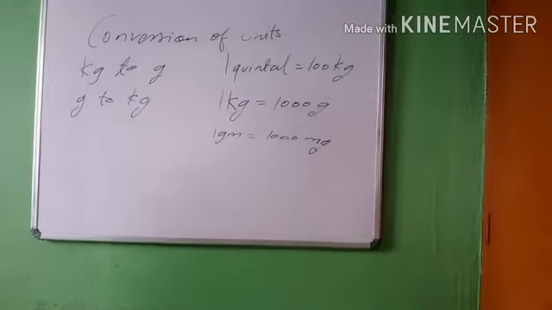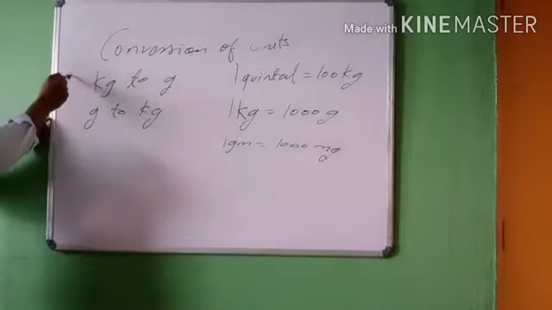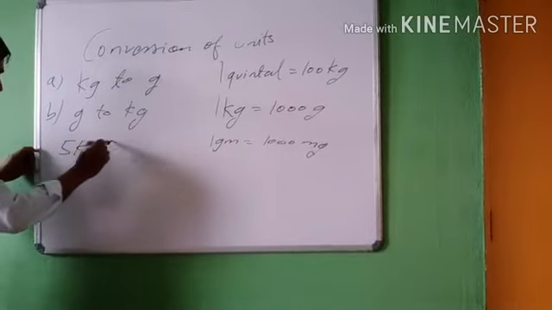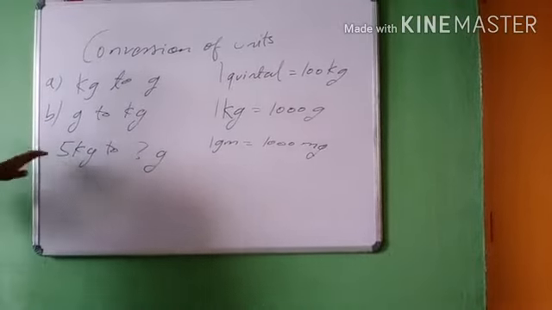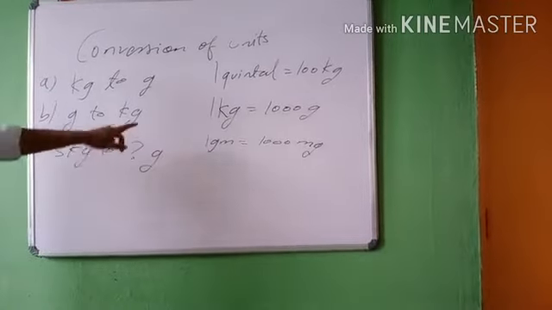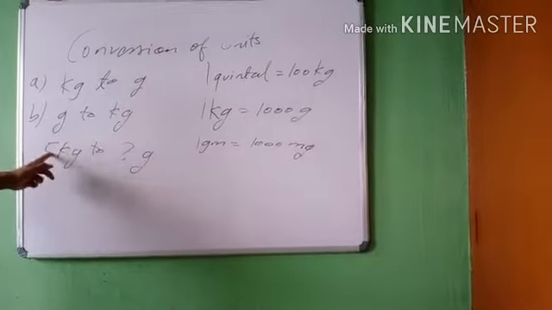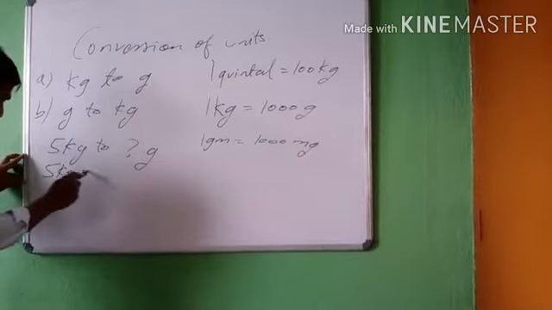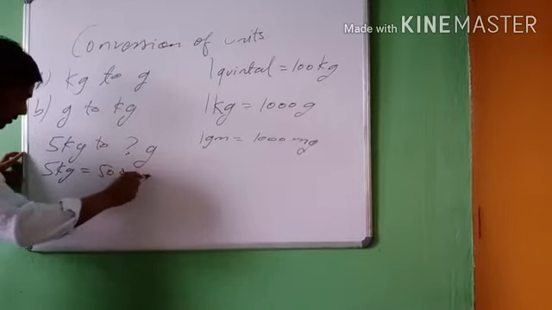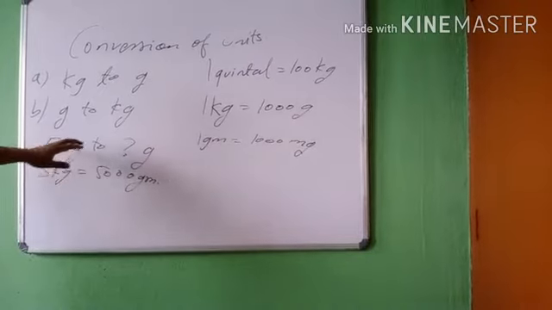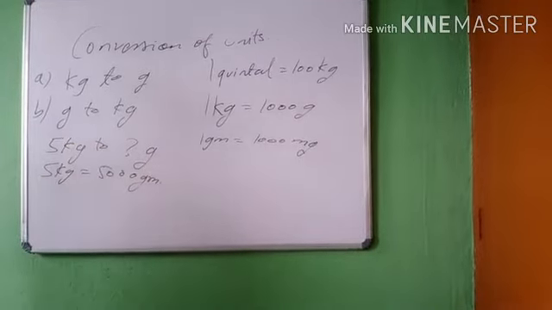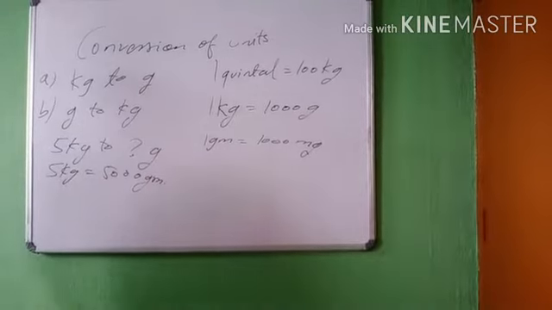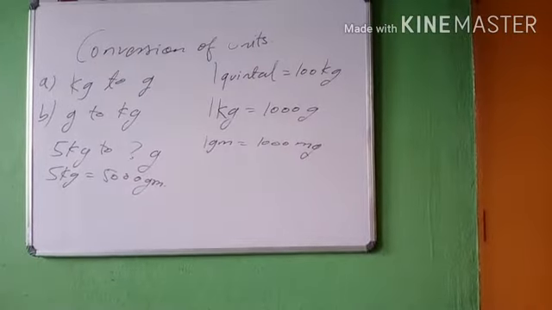Okay, first of all, let's take this situation. Let me call these A and B. Kilogram to gram. Suppose 5 kg will be how many grams? It's very easy. I'm converting from bigger to smaller. I know the relation 1 kg equals 1000 gram. In the same way, 5 kg will be equal to 5 into 1, 5, and 5 into 1000, 5000 gram. So I have simply multiplied both sides by 5. So it becomes 5 kg equals 5000 gram.